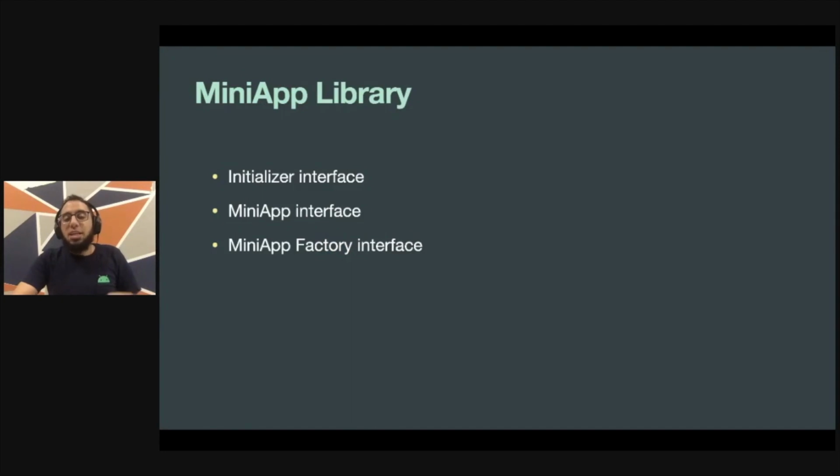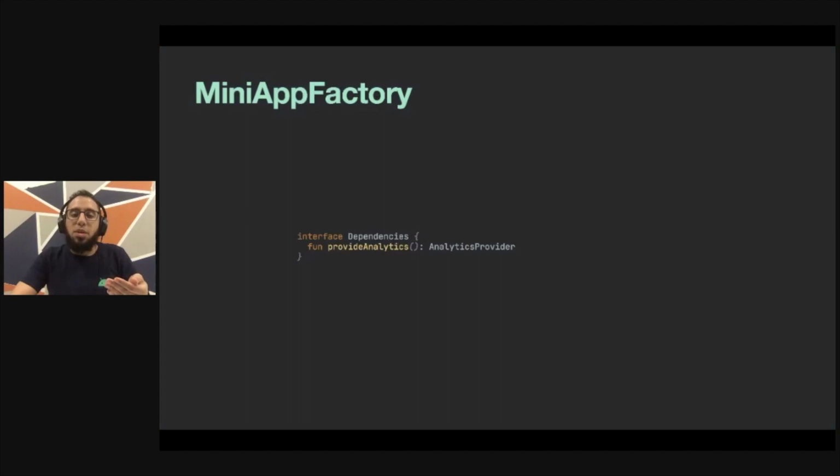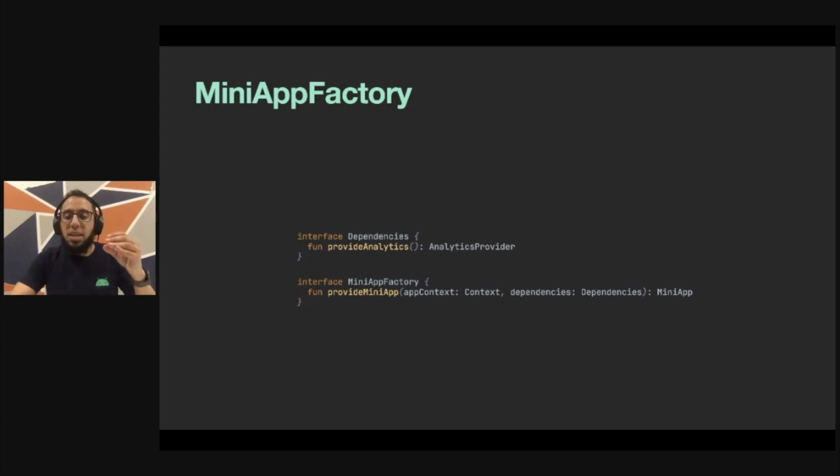And so that's when a third interface comes into play, a mini app factory. So think about this as just, we have an interface with our dependencies, in this case, only our analytics provider so far. And we just have a mini app factory with a single method that says, given a set of dependencies, create a mini app. And in this case, creating a mini app is very lightweight, as in we're just creating the mini app object.